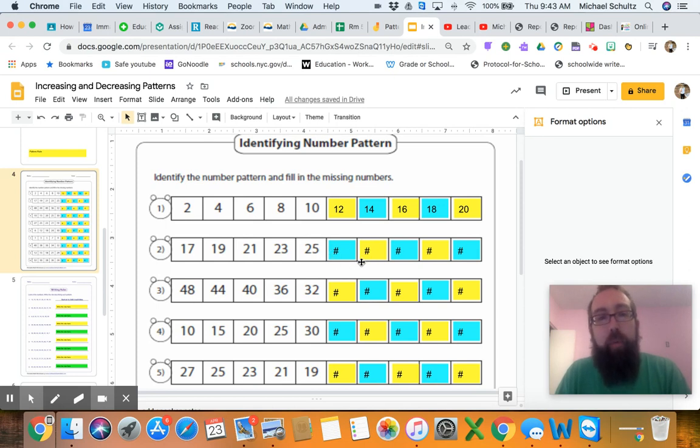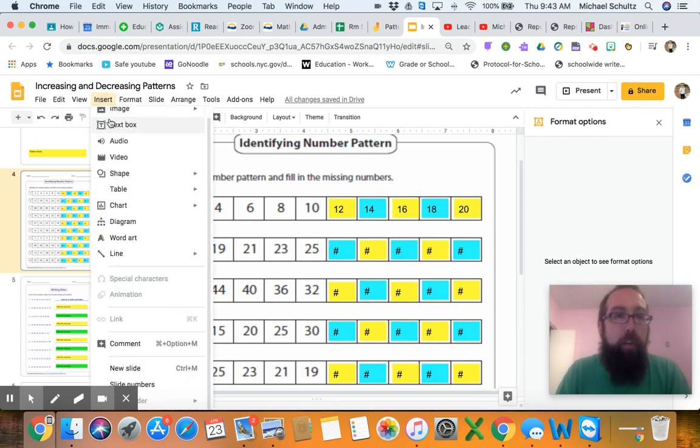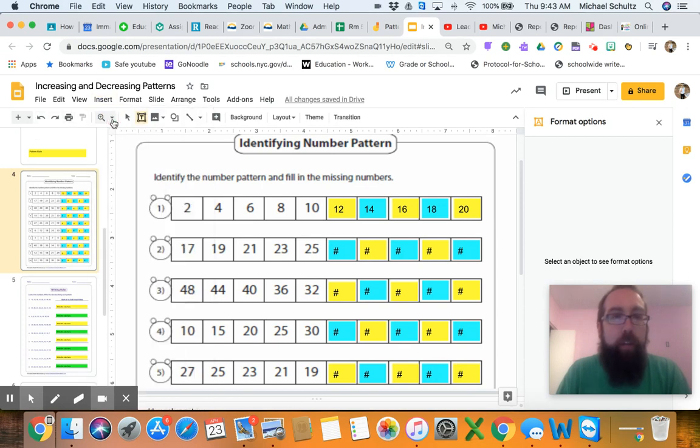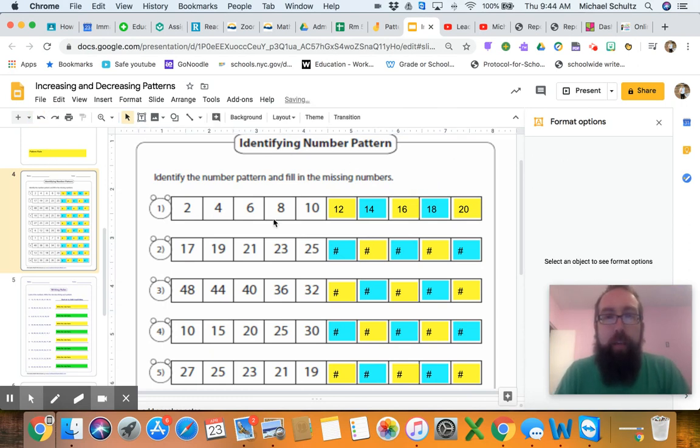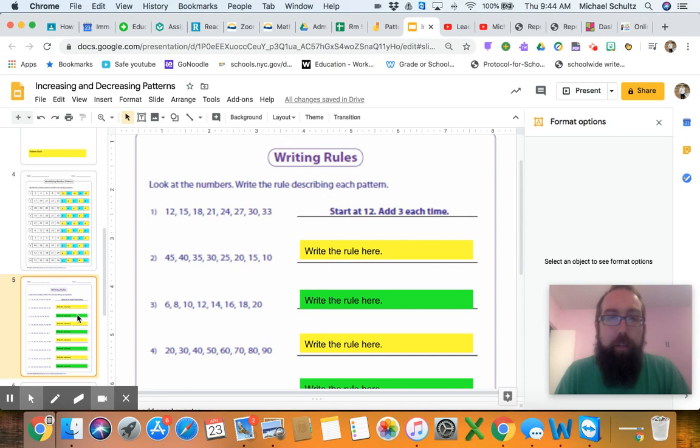And again, if one of your boxes goes away, either do the undo, or you could go to insert text box, and you could just put a text box right in that space. See, I've created a text box here that I could put back into that space. I don't need to do that right now. I'm going to undo, but that's in case you make a mistake and delete one of your text boxes, kind of like I did.